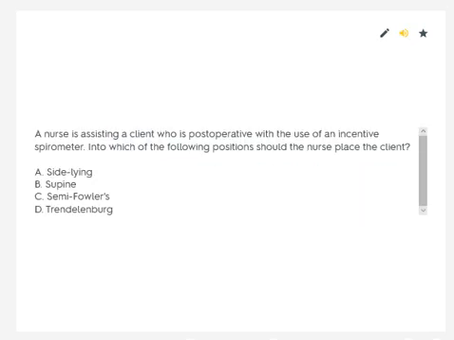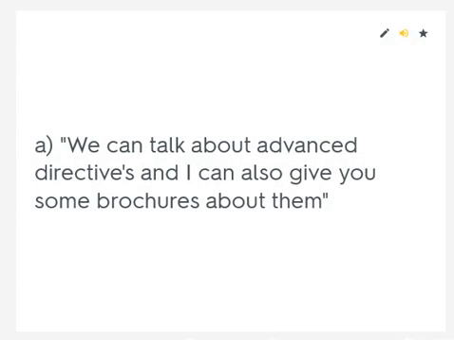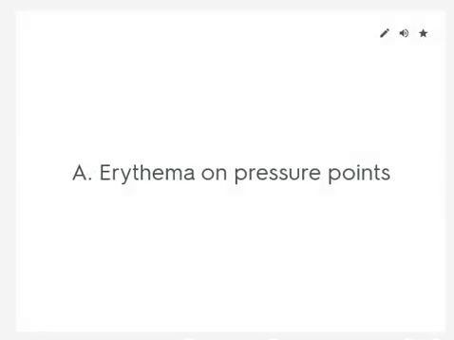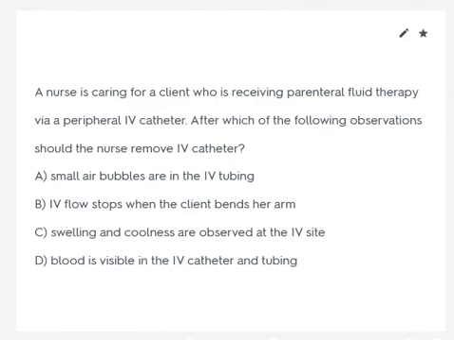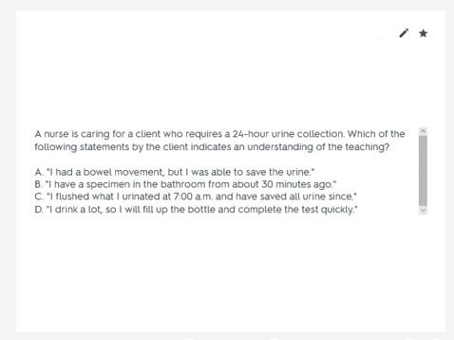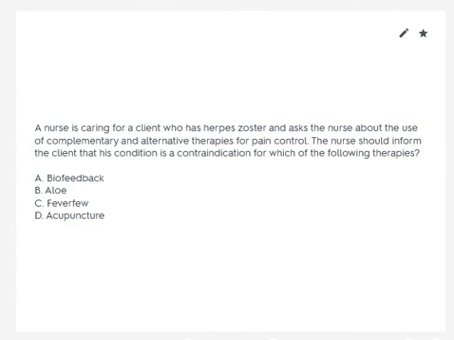A nurse is assisting a client who is post-operative with the use of an incentive spirometer. Into which of the following positions should the nurse place the client? A. Sidelying. B. Supine. C. Semi-Fowler's. D. Trendelenburg. C. Semi-Fowler's. A. We can talk about advance directives and I can also give you some brochures about them. A. Erythema on pressure points. C. Swelling and coolness are observed. C. I flushed what I urinated at 7 a.m. and have saved all urine since. D. Acupuncture.